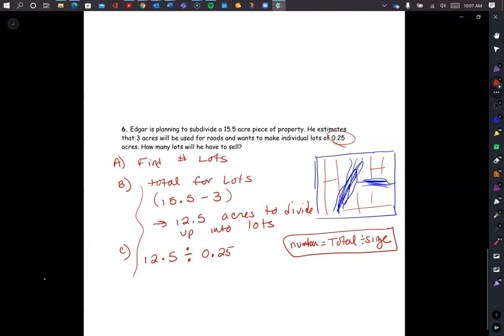So we have our total is 12.5. Let me use a calculator for this one. Divided by 0.25, and I would get 50 lots.